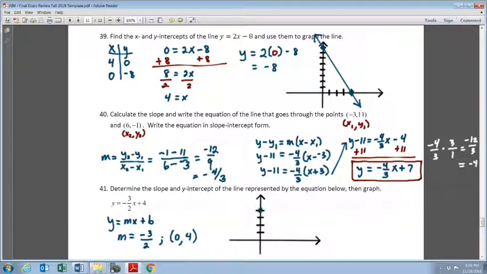So let's plot the point 0, 4. And we use the slope to get to another point. So remember it's rise over run. That's what slope is. We're going to rise negative 3, so we're going to go down 3. And we're going to run 2, so we're going to go right 2, and we end up at the point 2, 1. And so there's your line. And that's going to be it for this video.